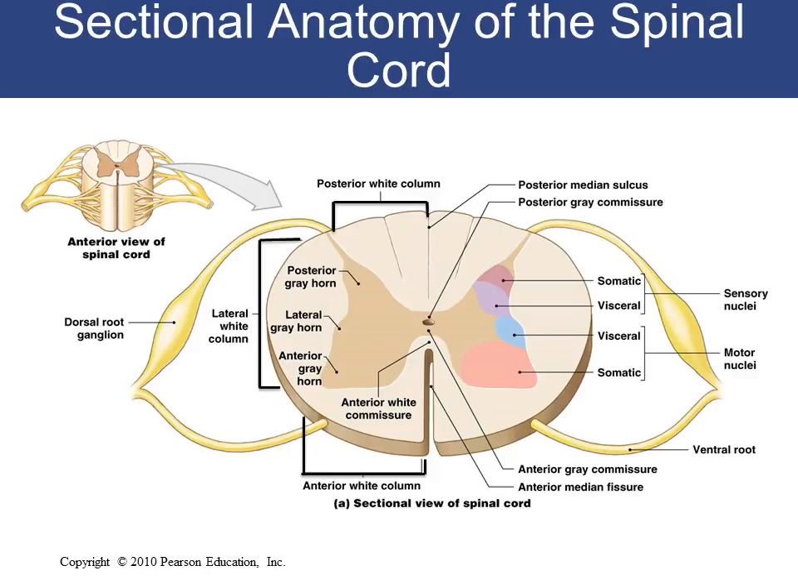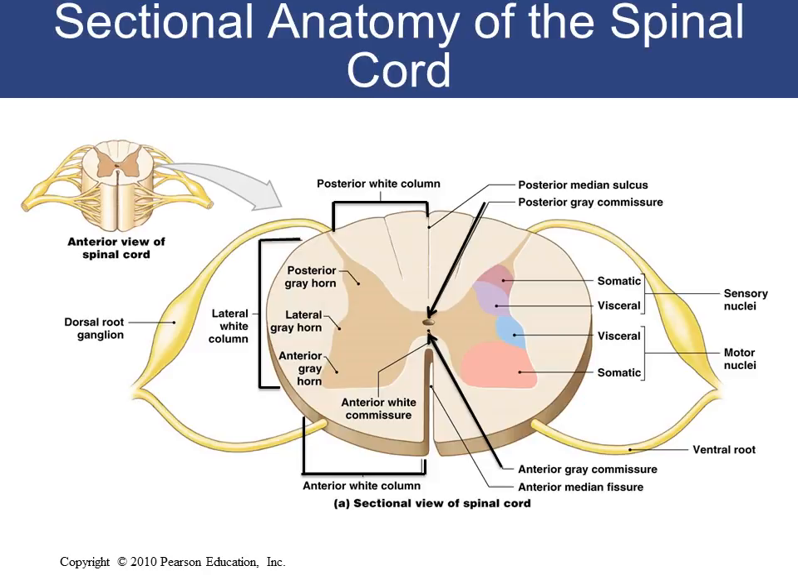Also, the gray matter. This gray matter has two lateral masses that surround the central canal of the spinal cord, which are called the gray commissure. We have the first one, the posterior gray commissure, and we have the second one, which is the anterior gray commissure.